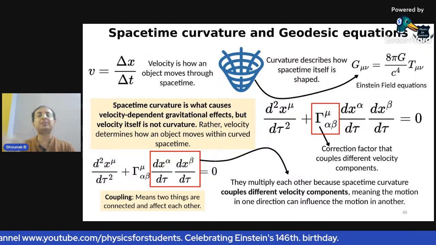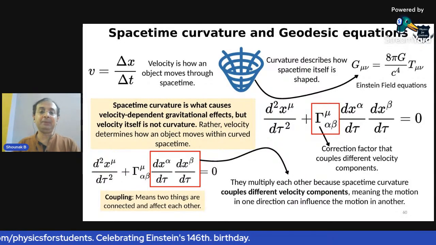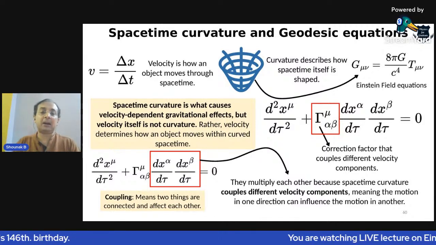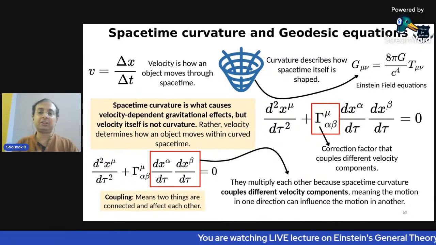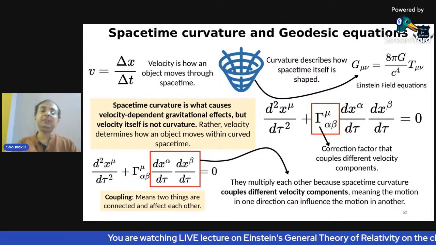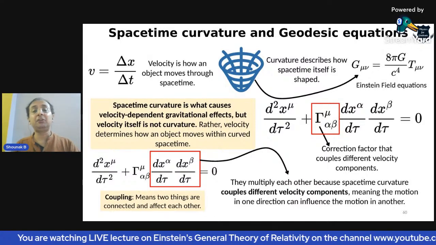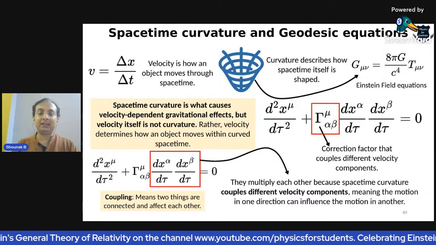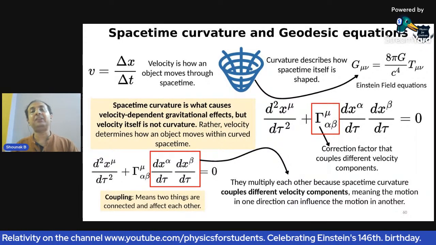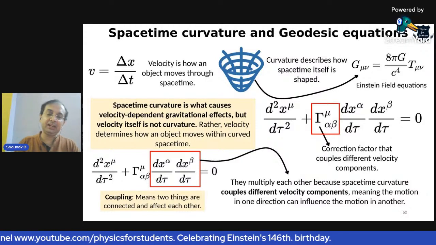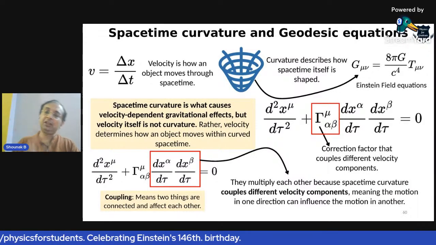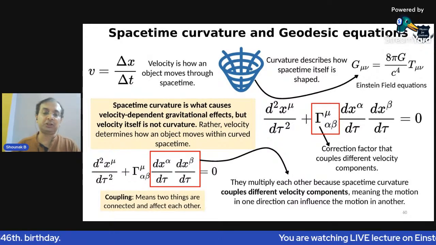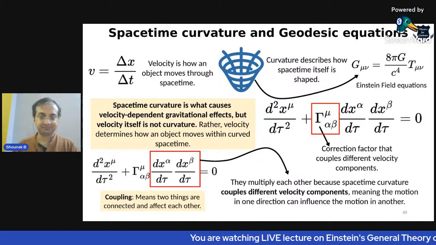Multiplication just means two numbers or terms are multiplied. Coupling means two things are connected. So when we say that space-time curvature couples different velocity components, it means the motion in one direction can influence the motion in another. Just as in electromagnetism, electric and magnetic fields are coupled. That means a changing electric field creates a magnetic field. In general relativity also, different velocity components are coupled because curvature makes motion in one direction affect the other.